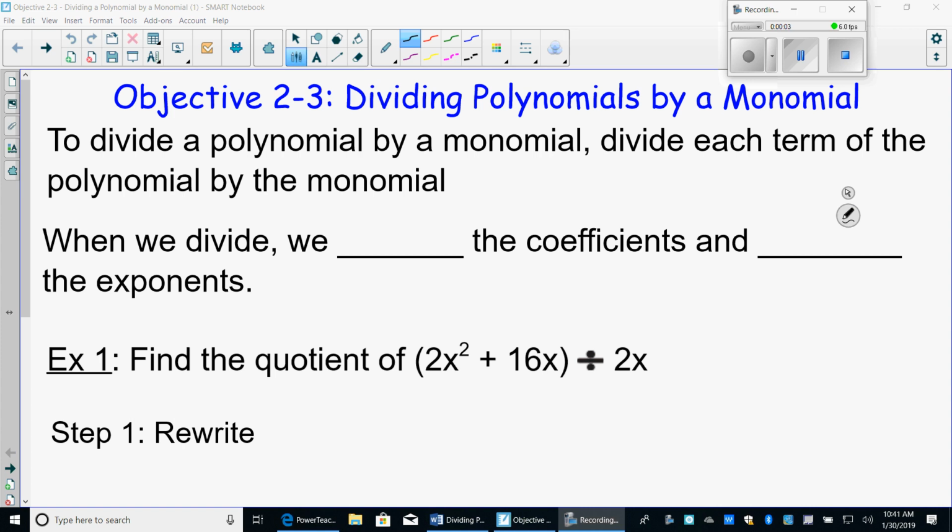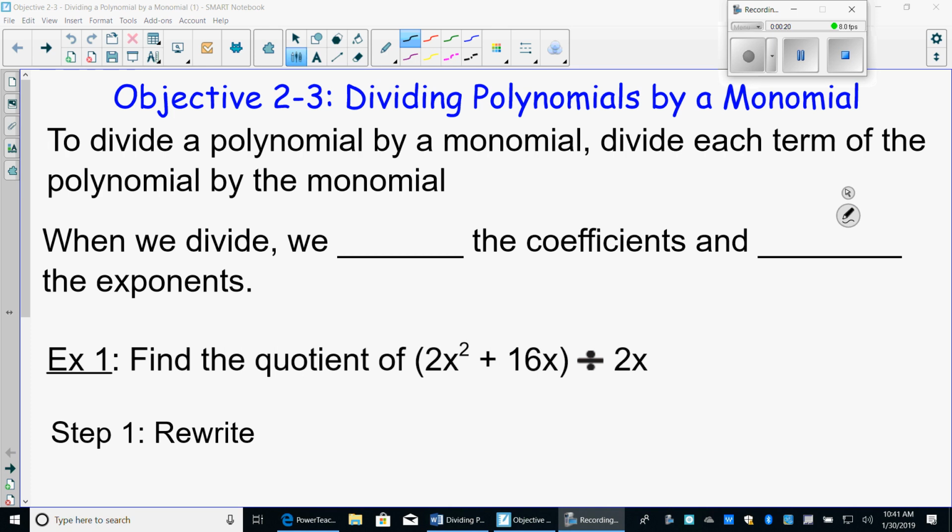So this is going to be objective 2-3. We are going to divide polynomials by a monomial. And so I told you for this unit, we're just going to stick to dividing by how many terms? What's a monomial? One term. Okay, so it should be fairly easy for us.